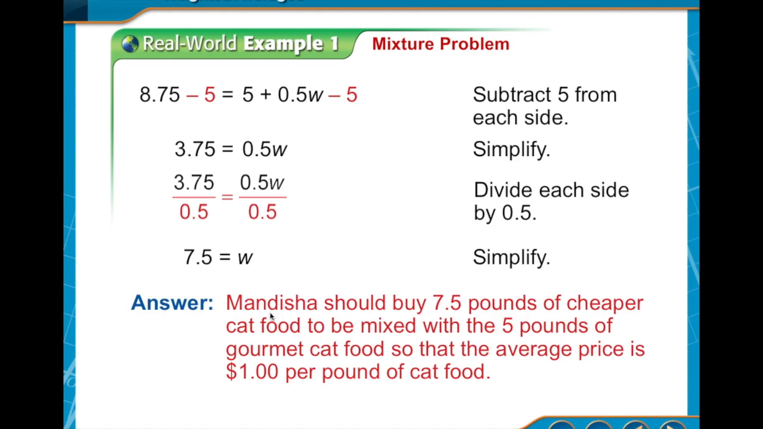Well, that means that Mandisha should buy 7.5 pounds of cheaper cat food to be mixed with the 5 pounds of gourmet cat food. That would make the average price $1 per pound. Don't worry about writing all of this. Just have your variable solved for W and have that answer, 7.5, and that is pounds of the cheap cat food. First example, mixture problem done. We need to make a table, pull those things out, write an equation, and then solve it. So we can do that with just a few steps.